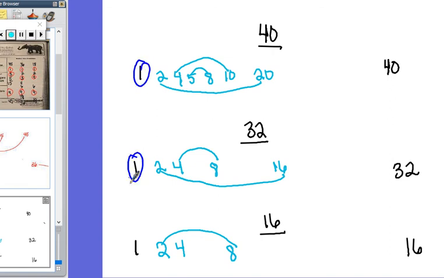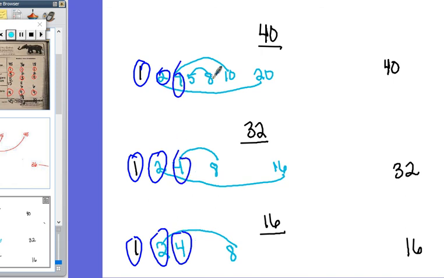So I'm going to circle 1. They all have 2 in common. They all have 4 in common. They all have 8 in common. And that's it. So the numbers that they had in common are 1, 2, 4, and 8.